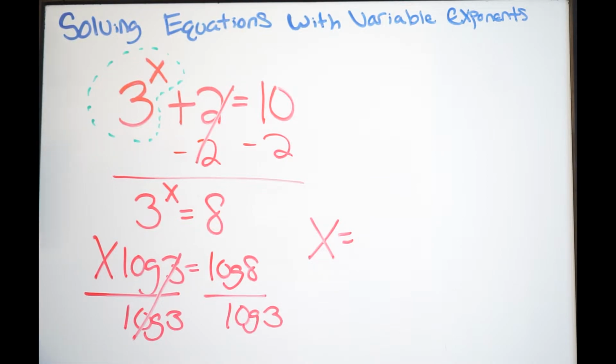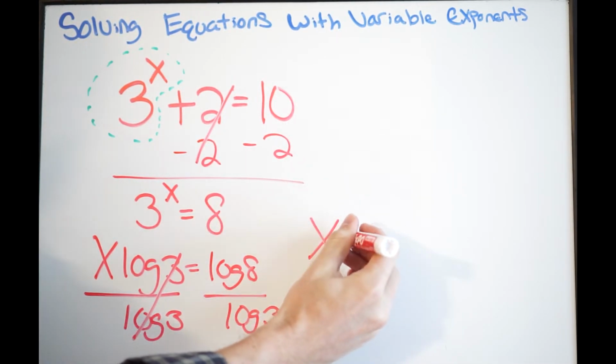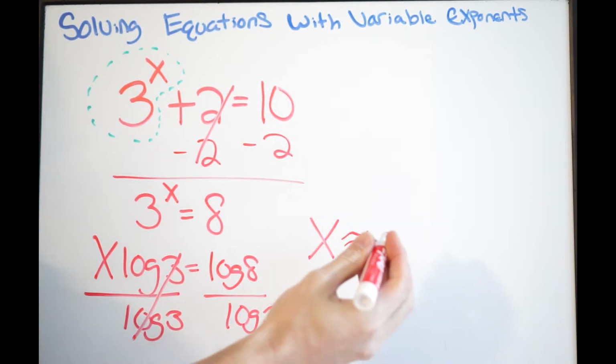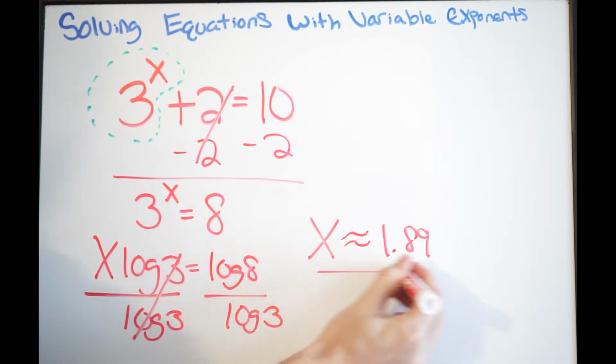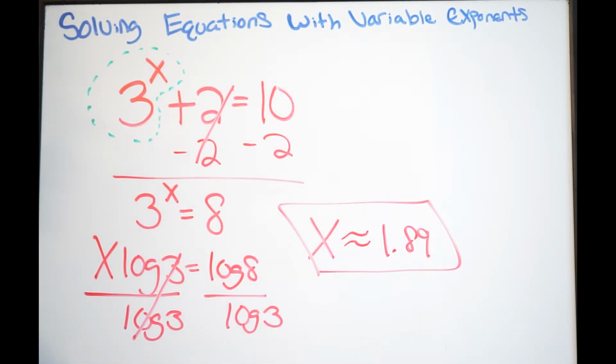So we can go ahead and just round this to the nearest hundredth. So we'll just say x is about 1.89. Okay, and that is it. So there's your answer. All right, let's go ahead and try another example.